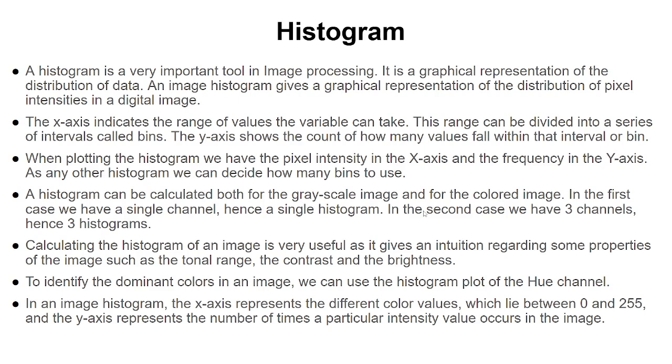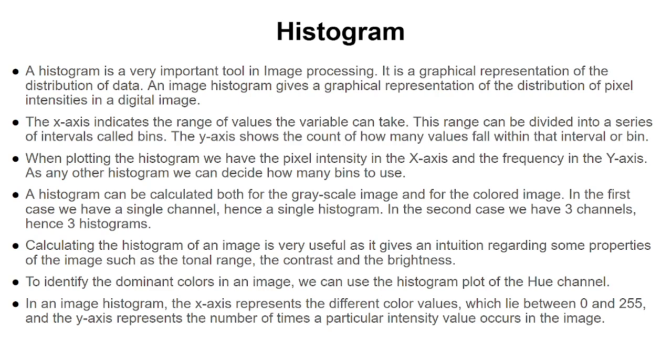So what exactly is a histogram? A histogram is one of the important tools in image processing, and it is nothing but a graphical representation of the distribution of data. An image histogram gives a graphical representation of the distribution of pixel intensities in a digital image. The x-axis indicates the range of values the variable can take, and this range can be divided into a series of intervals called bins. The y-axis shows the count of how many values fall within each interval or bin. Here we plot the histogram with pixel intensity on the x-axis and frequency on the y-axis.